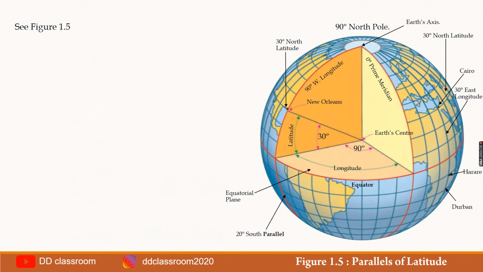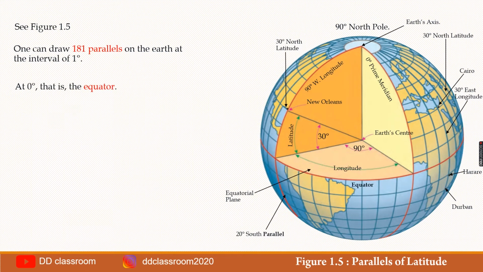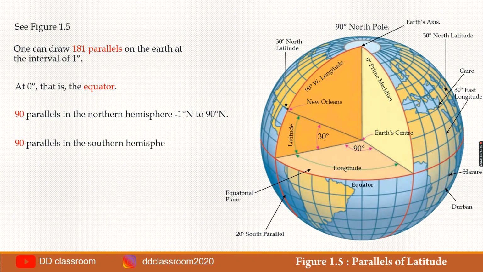See figure 1.5. One can draw 181 parallels on the earth at the interval of 1 degree. At 0 degree, that is the equator, 90 parallels in the northern hemisphere, 1 degree north to 90° north. 90 parallels in the southern hemisphere, 1 degree south to 90° south.